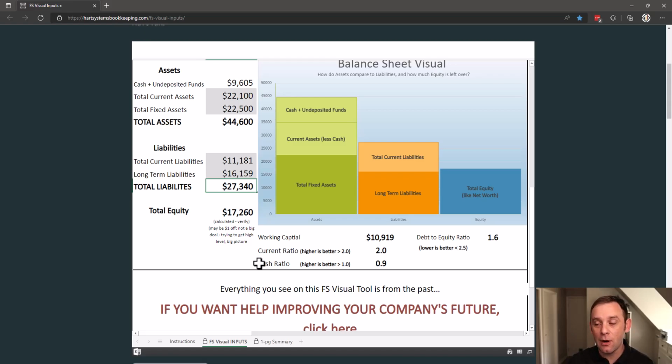Yeah, I want to be more. I want to increase my equity, get rid of all my debt, right? That's what I want to do, but under 2.5 is pretty good. Here it's 1.6. And how do we improve that? We would decrease total liability, so pay down debt and keep it away, right? Or increase equity. So again, profit, right? That's going to drive your equity up.